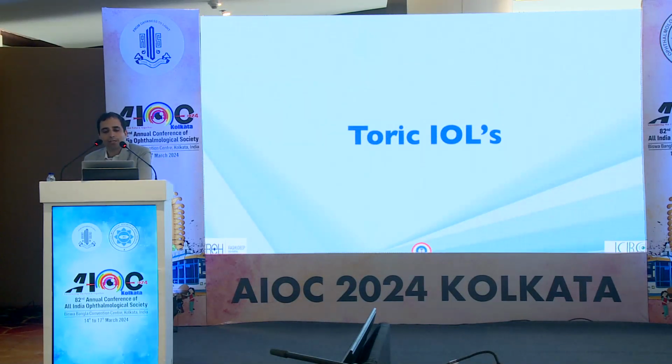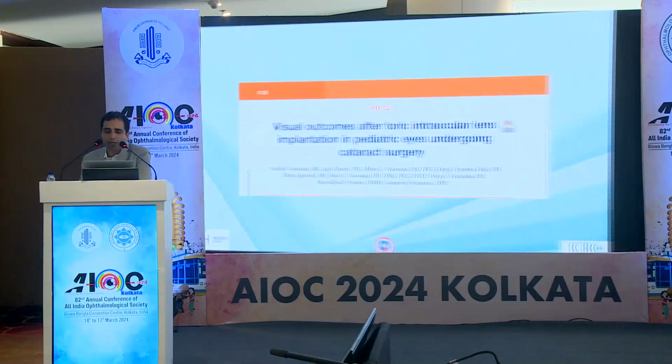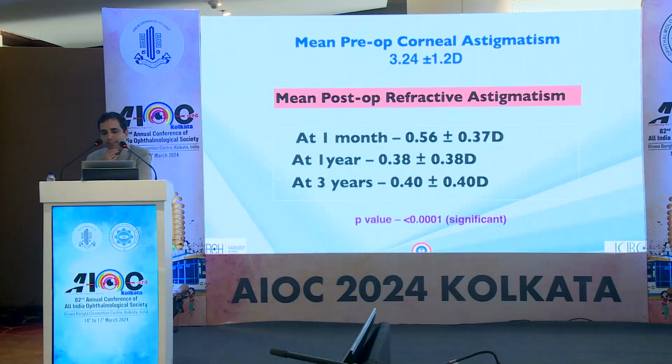What about toric IOLs in children? I think toric IOLs can be considered. First of all, the child needs to be older than 5 years of age. Literature has shown that between 5 to 7 years of age, the keratometry stabilizes, and then the major changes occur only after 30, 35, 40 years of age. So we published this data on visual outcomes of toric IOLs in pediatric eyes undergoing cataract surgery, and it's the largest cohort of pediatric eyes with toric IOL published so far in the literature.